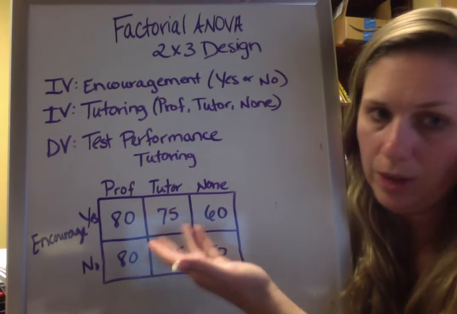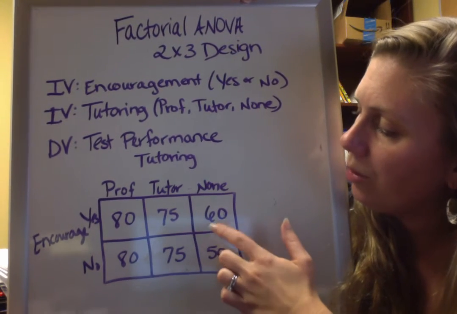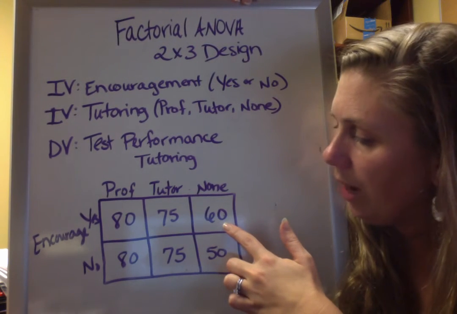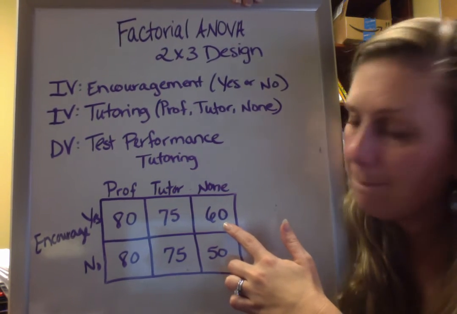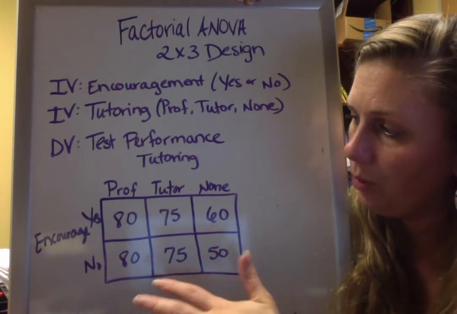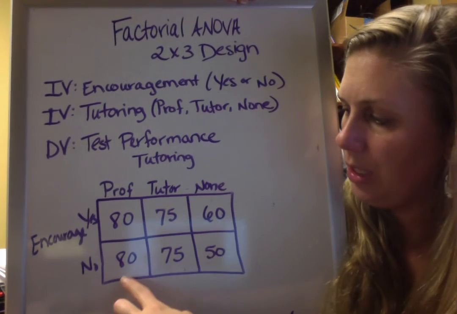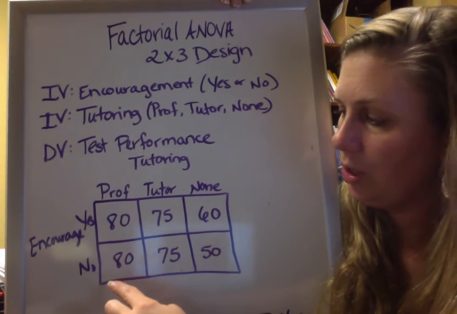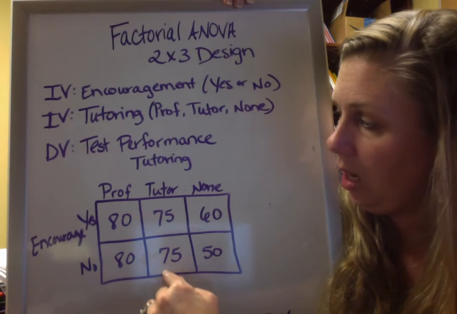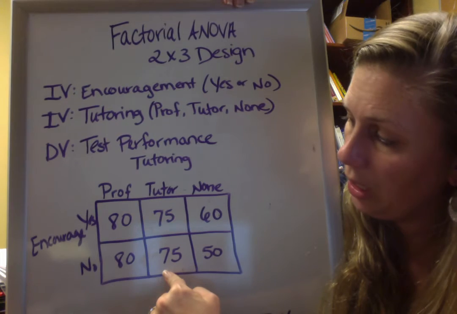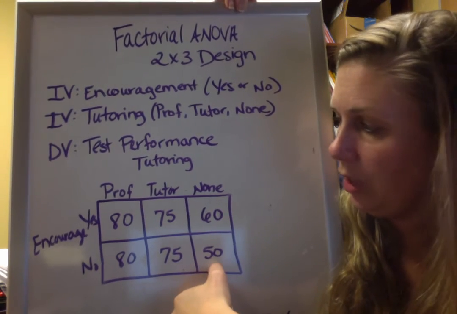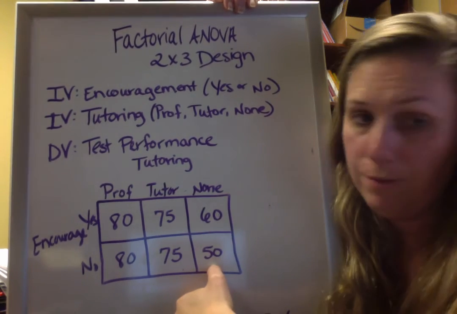I mean, they were 75. These are the people who are getting encouragement, but not getting any tutoring, and so we said that their average would be a 60. Okay? So I did the same thing for the other groups, the people who were not receiving any encouragement. Down here, people not receiving encouragement but who are getting a professor to tutor them get an 80. People who are not getting encouraged but have a tutor tutoring them, 75. And then people who are not getting encouraged and not getting tutoring are getting a 50.